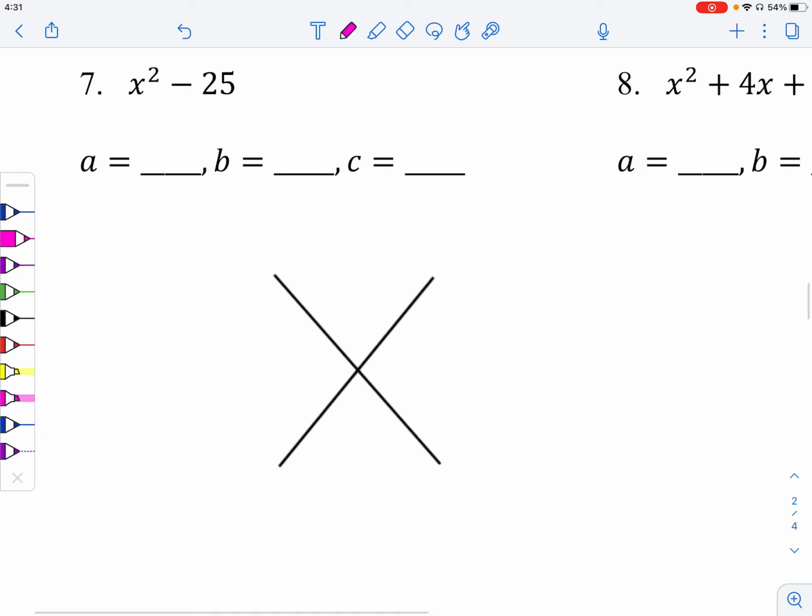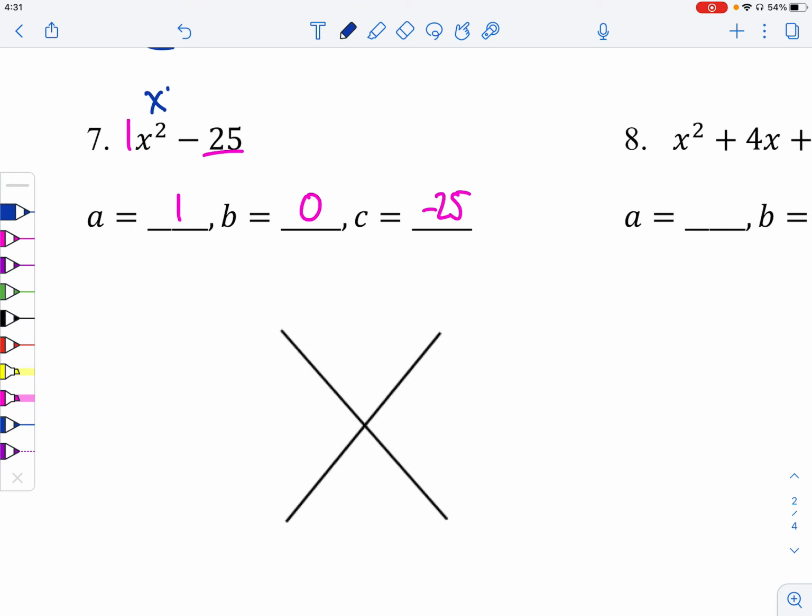Okay, next one. For these, the same thing, identify. So 1, oh, there's no x though. There's no middle number, so it's 0. C is negative 25. There's no middle term, so put a 0 there, because we're comparing this to ax squared plus bx plus c. There's no x term, so it's a 0.